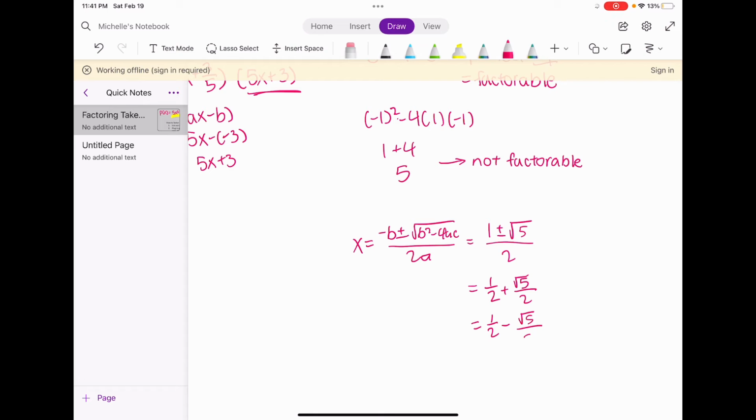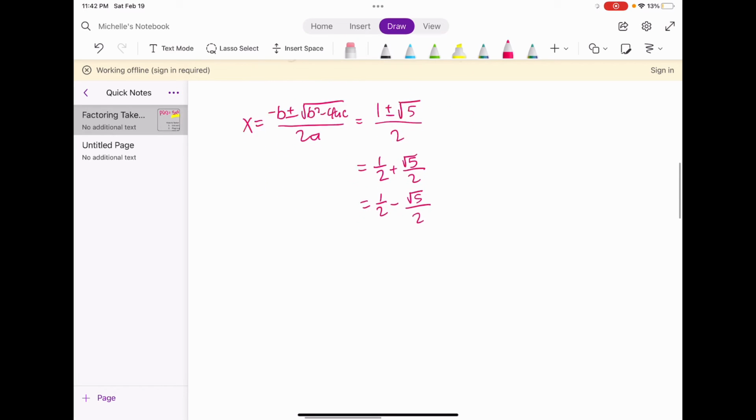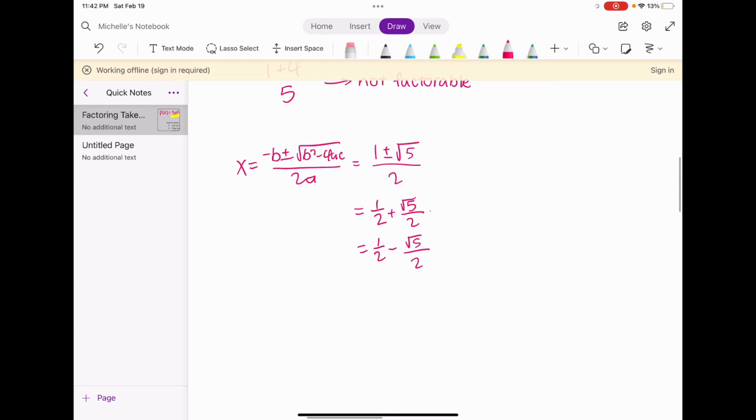These are complex conjugates. Haha, fancy vocabulary term. These are going to be our 2 roots. I'm going to rewrite this as 1.618 and this as -0.618, just to make it easier for me to locate these points on the graph.